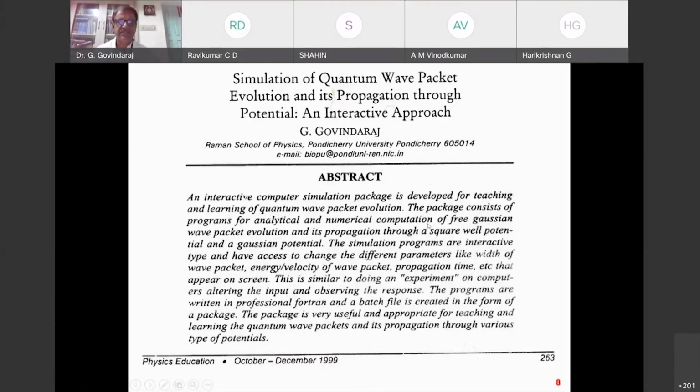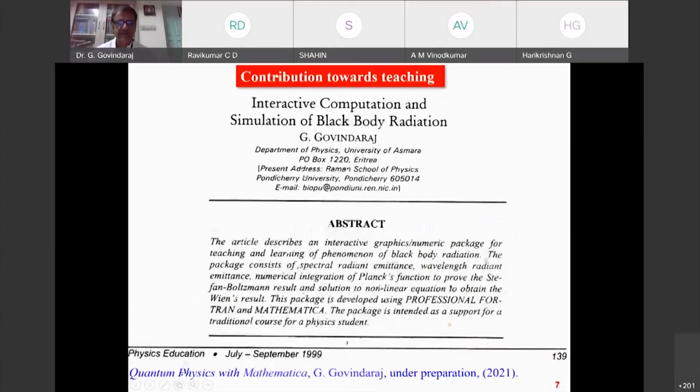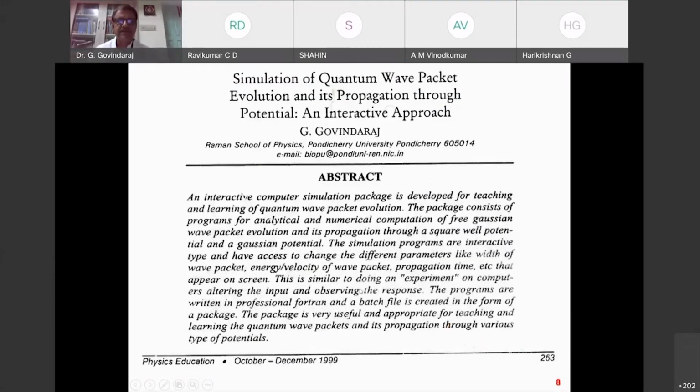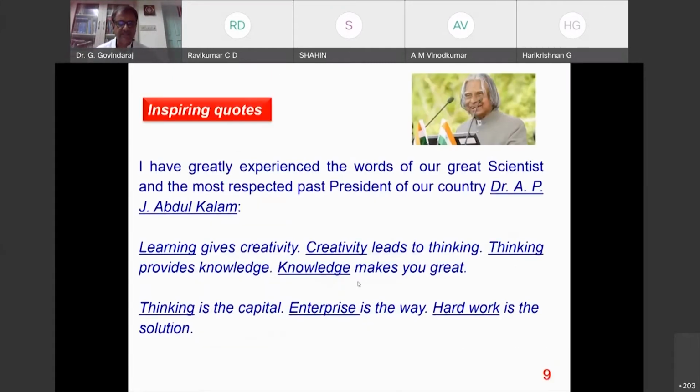Now it is much easier to do. At that time I tried it with Fortran and a little bit of Mathematica. Now it is amazing, with the kind of techniques that have been developed in Mathematica. You can really see things in an elegant way, and you can do wonderful algebra also. And this is the inspiring quote which I experienced personally myself.